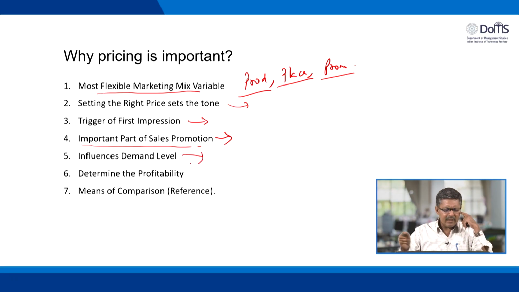Price also influences the demand. As I said, if you increase the price even by a few percent, say 5%, there is a chance that the demand may come down by 20% or 10%, if the people are more sensitive.